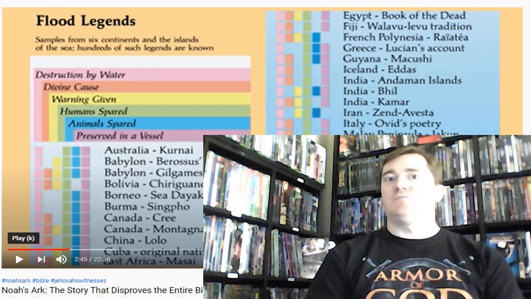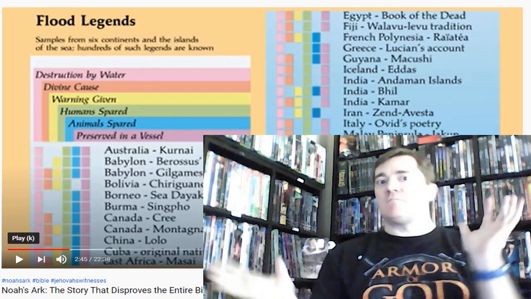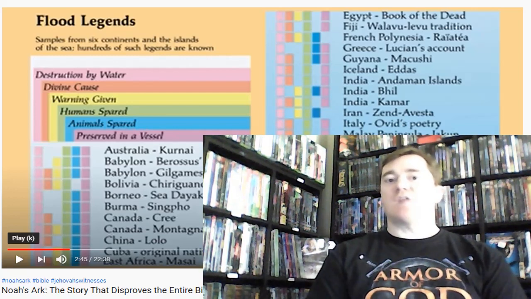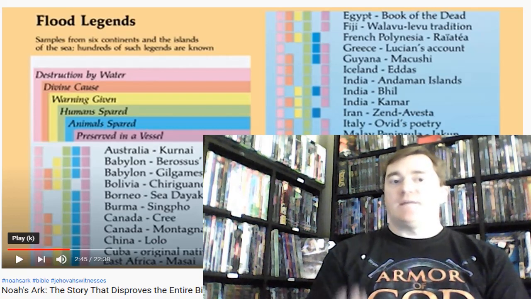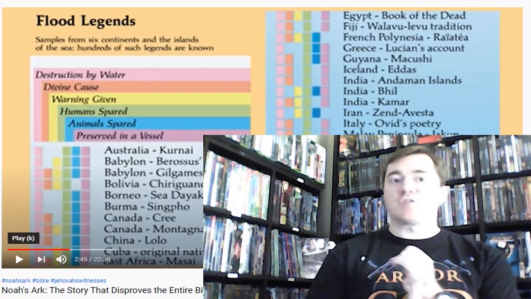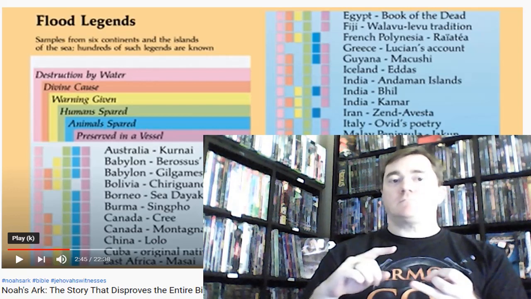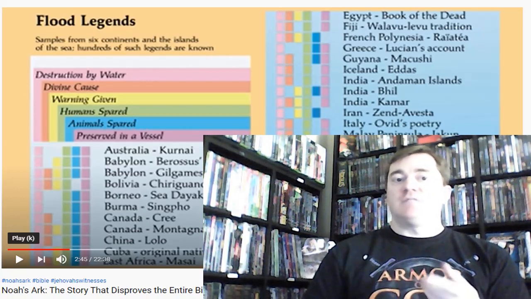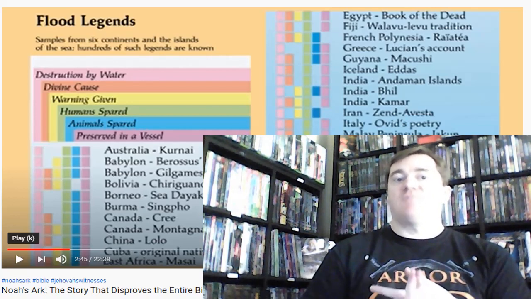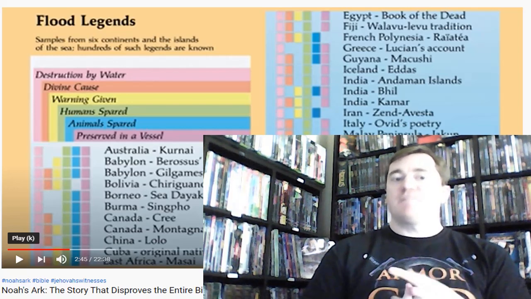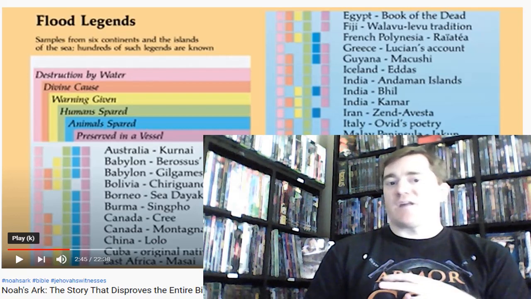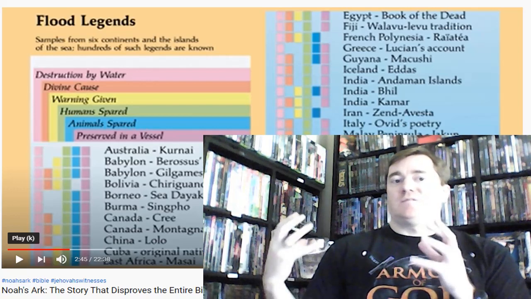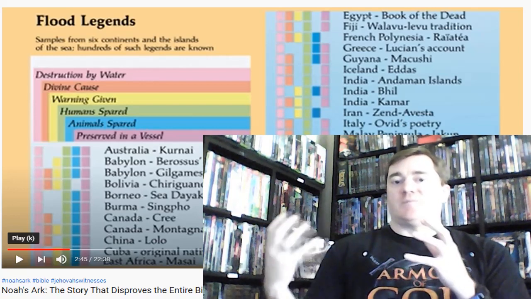Yeah. You don't think that there might have been some commonality here? Especially most of these where they talk about, yes, they're all destruction by water. Okay. Most of them have a divine cause. Some of them have warnings given. Most, if not all of them, have humans being spared. Most of them have animals being spared. And almost all of them, except for like 3 of them that I can see on this chart, have the humans and the animals being spared as being preserved in a vessel.